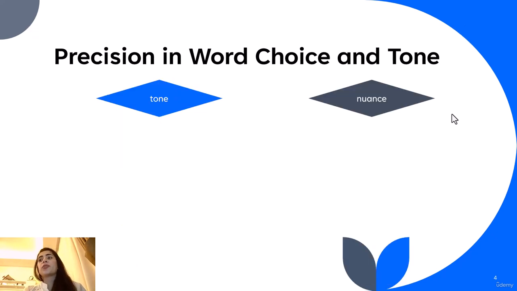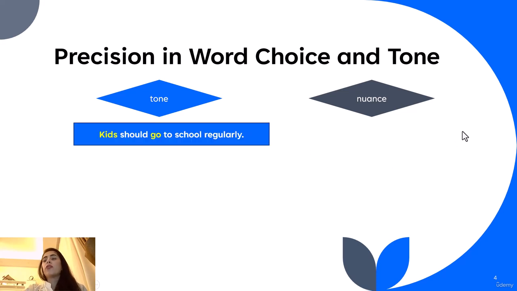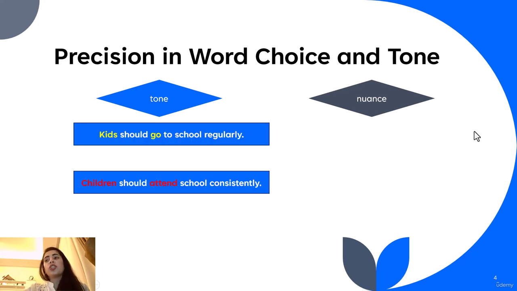Now, let's discuss precision in word choice. This goes beyond simply avoiding repetition. To truly elevate your writing, consider how tone and nuance affect the words you choose. The IELTS writing section is academic in nature, so you'll want to avoid overly casual words or phrases. For example, instead of writing kids go to school regularly, it's better to write children should attend school consistently. The words kids and go are informal, whereas children and attend are more appropriate for an academic context.